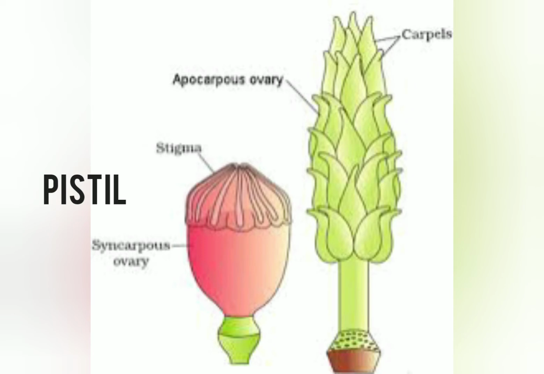The pistil or gynoecium consists of units called carpel. See the first picture. When the carpels are united together, the condition is known as syncarpous condition. But see the second picture, where the units of pistil or carpels are free from each other. When the carpels are free, the condition is known as apocarpous.